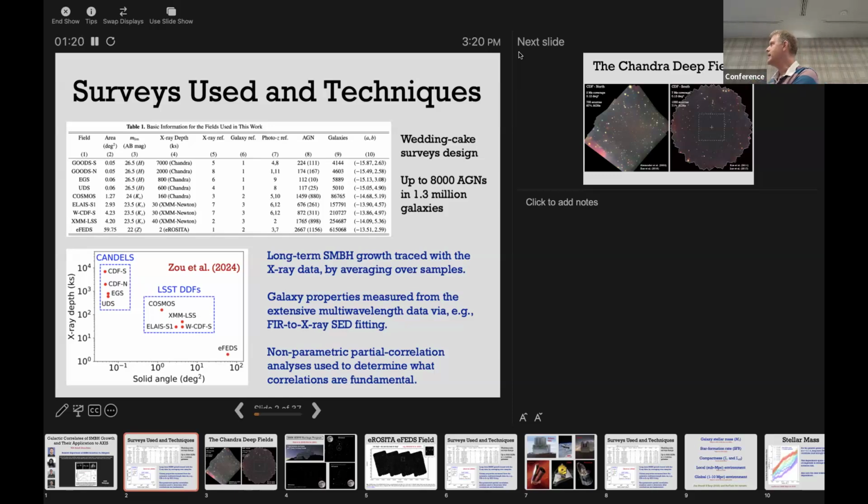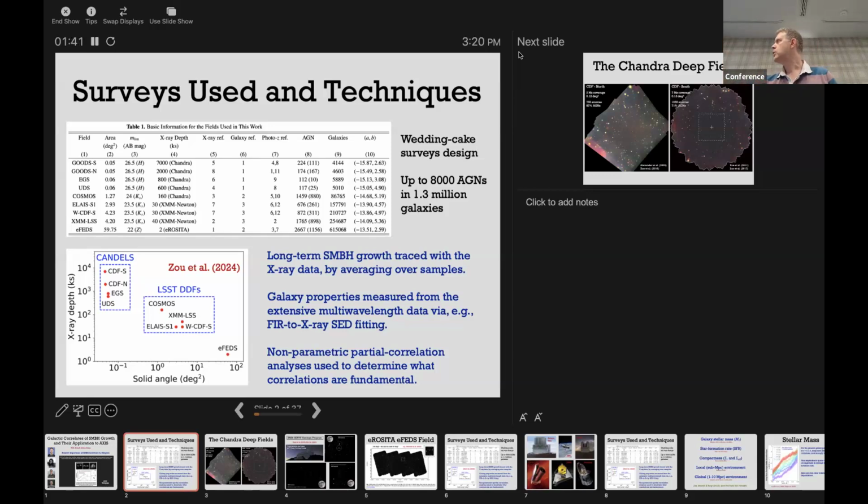I won't decode all the details of this table, but briefly, we're using the best studied X-ray and multi-wavelength surveys for this work, now reaching a very large sample size of about 8,000 AGNs within 1.3 million galaxies that have all been systematically analyzed in a uniform way.